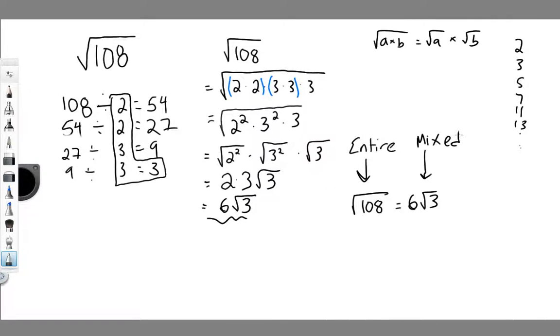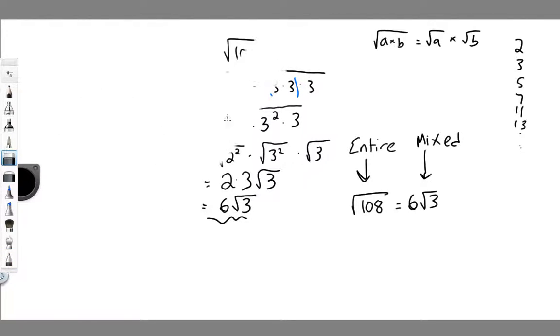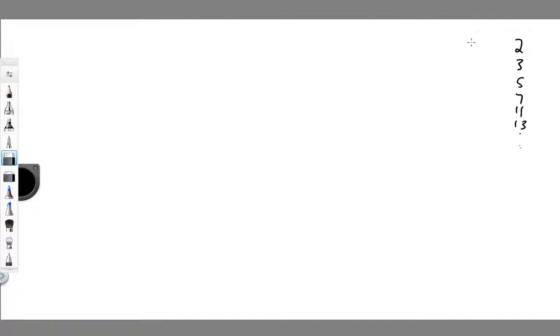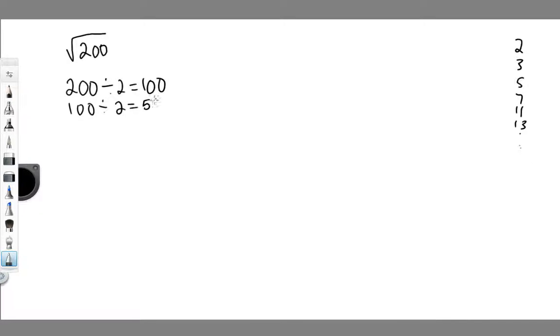Now, it's not the most efficient, but it will work every single time. Why don't we try one more? Let me erase this stuff. I'll keep my primes there. Let's take, this is not really a great example, but it is what it is, 200. 200 divided by 2 is 100. 100 divided by 2 is 50. 50 divided by 2 is 25. 25 divided by 5 is 5. So there's my prime factorization, my L.